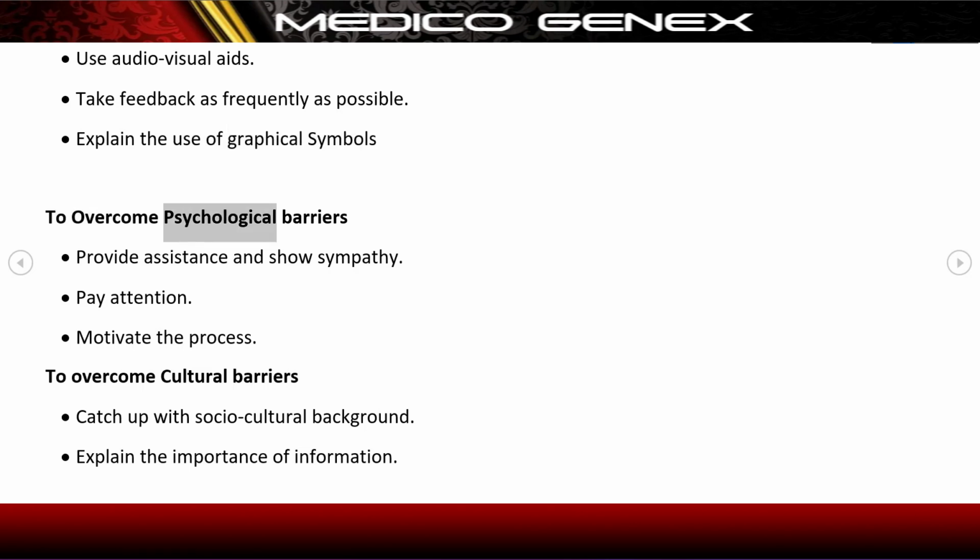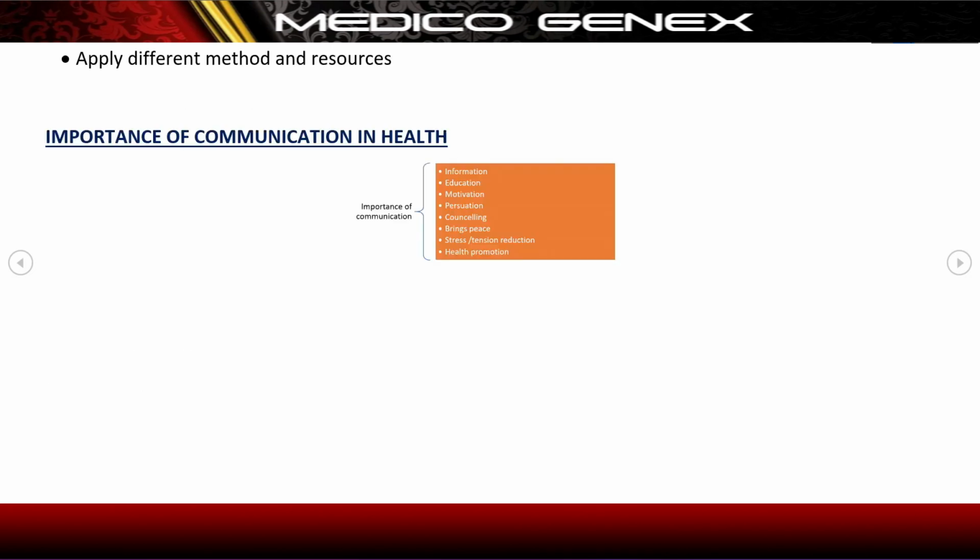To overcome psychological barriers, provide assistance and show sympathy. Pay attention. Motivate the process. To overcome cultural barriers, catch up with the socio-cultural background. Explain the importance of information. Apply different methods and resources.